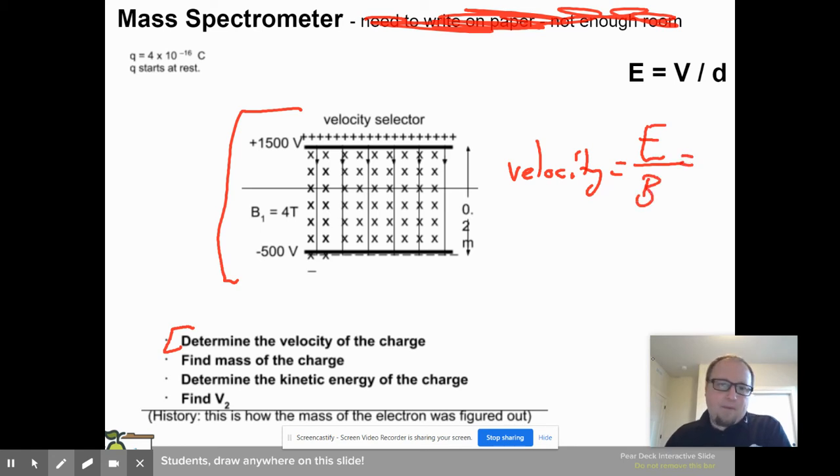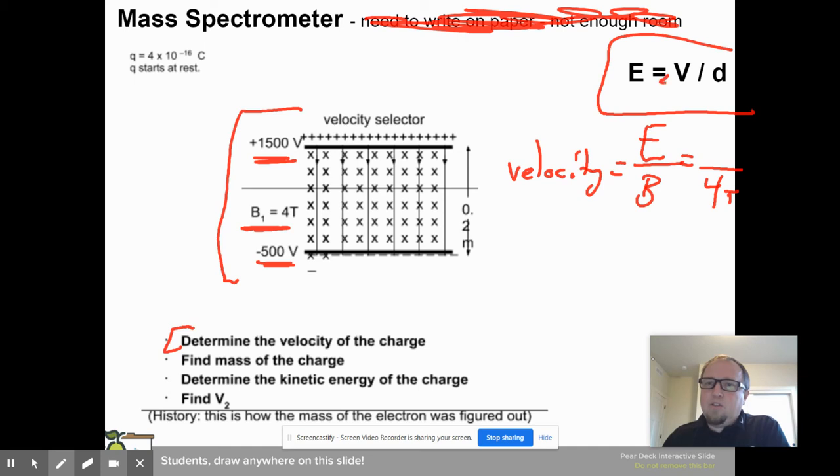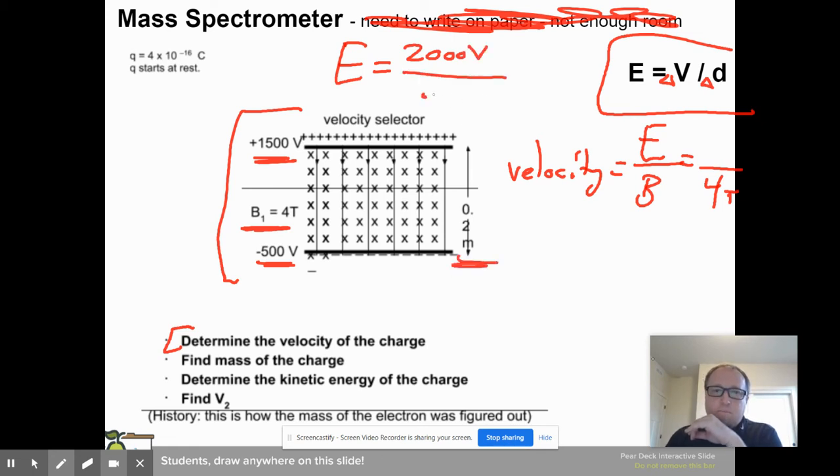Now, look at what we got. We know what the B field is. They told it to us. It was 4 Teslas. That's kind of nice. But we don't know what the E field is. They gave us voltages, they gave us potentials. So the electric field is the change in potential over a distance. It goes from 1500 to negative 500, so it changes 2000 volts over 0.2 meters, which is 10,000 volts per meter. Now, if I divide those, I get a velocity of 2,500 meters per second.